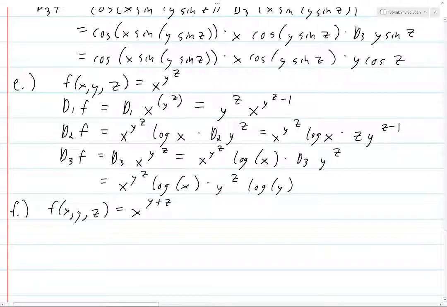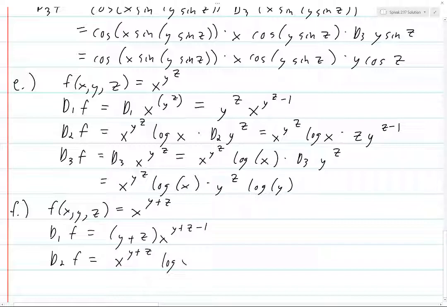d1f is going to be, well, it's just x raised to some power, and so we bring down the exponent and then subtract 1. d2f is going to be, well, here we have to do the thing where it's x raised to the power of a function of y, so we first do the outside part, then we multiply by the derivative with respect to y of the exponent.